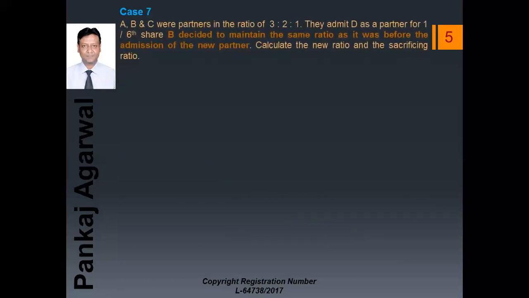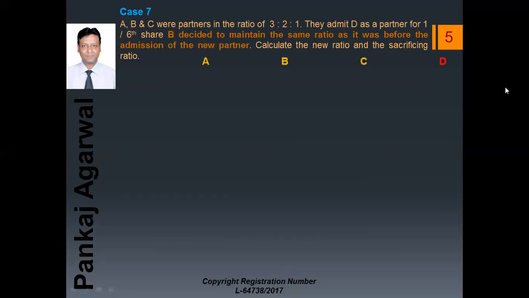Now next question: A, B and C were partners in the ratio of 3:2:1. They admit D as a partner for 1/6 share. B decided to maintain the same ratio as it was before the admission of the new partner. Now just understand, the old ratio of B was 2, that is 2/6, since 3 plus 2 plus 1 is 6.